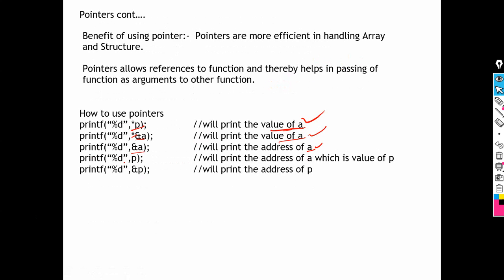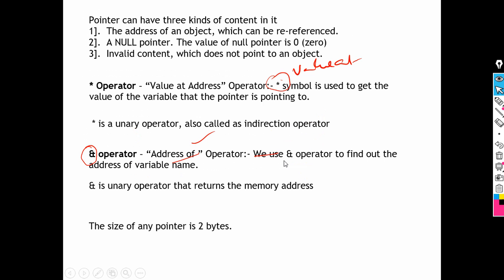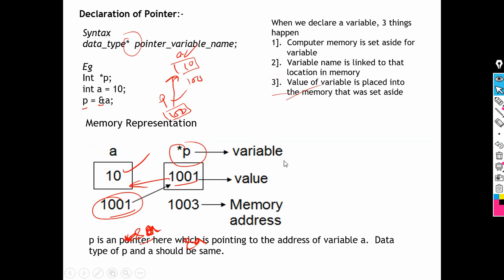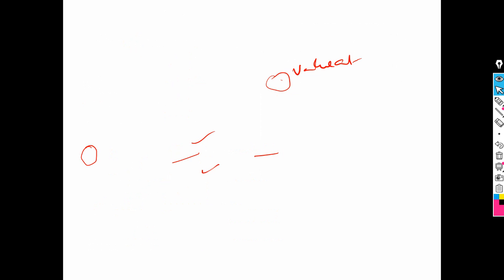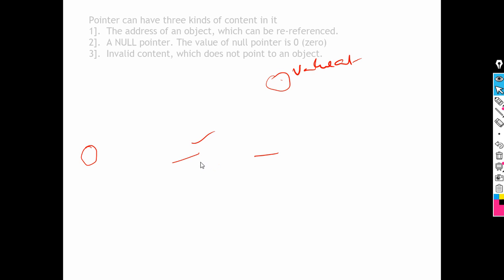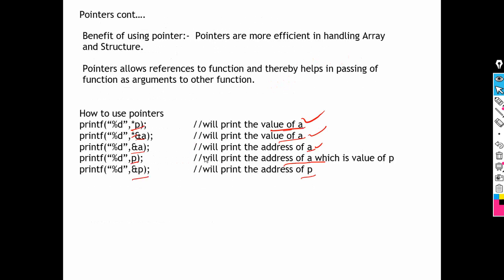Similarly, when I just say P, what is the value of P? It's nothing but the address of A, right? When I say ampersand P, it is nothing but the address of P. Yes or no? Ampersand P means the address of P, right? When I just say P, it is the value of P, which is nothing but the address of A. Yes or no? So this is the differentiation between A and P here.